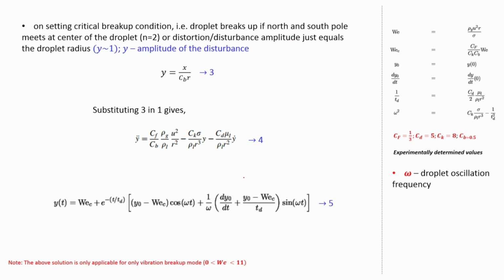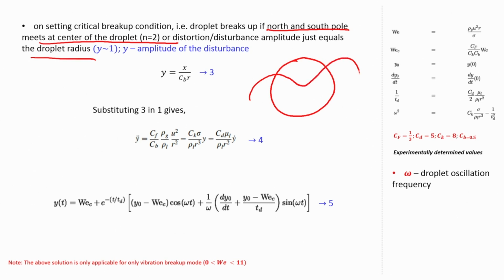Now, the breakup condition happens if the north and the south pole of the droplets meet at the droplet center, right. Since it is a single degree of freedom kind of system, say you consider this particular case. So, this is the original droplet, and this is the droplet at the point of breakup, drawn like this, forgive the drawing part.